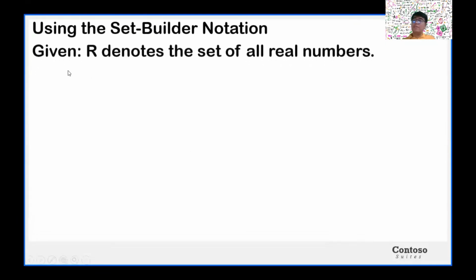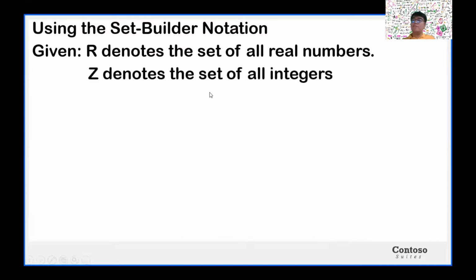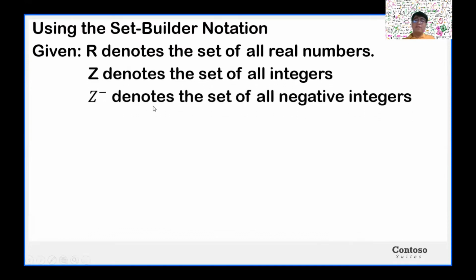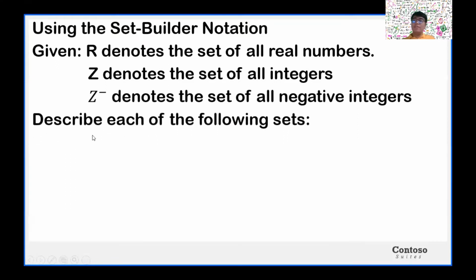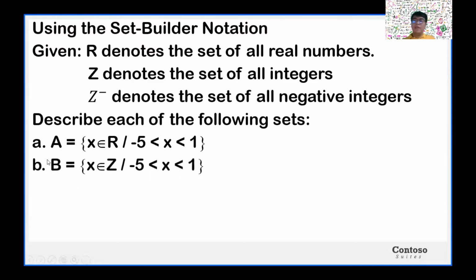Using the set builder notation, given that R denotes the set of all real numbers, Z denotes the set of all integers, and Z minus denotes the set of all negative integers, describe each of the following sets. A is equal to the set of x, where x is an element of R, such that x is greater than negative 5 and less than 1, or we could say negative 5 is less than x and x is less than 1. And we have another example. B is equal to the set of x, where x is an element of Z, such that x is greater than negative 5 but less than 1.